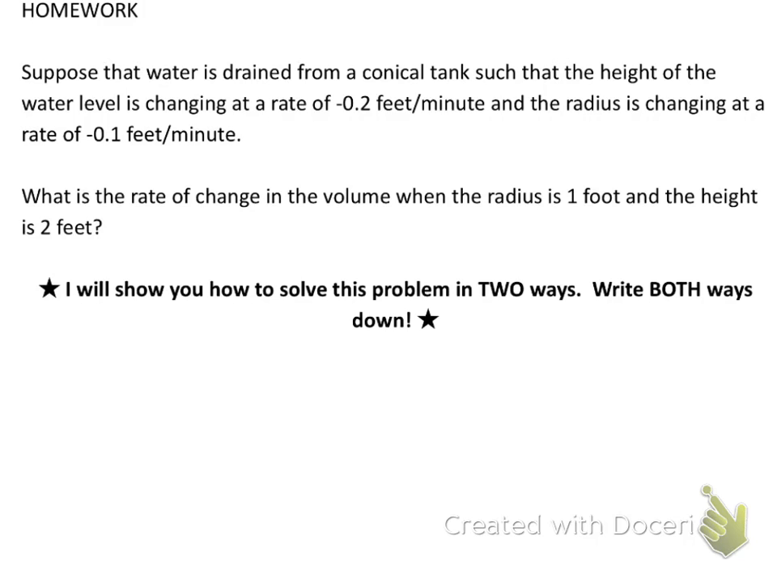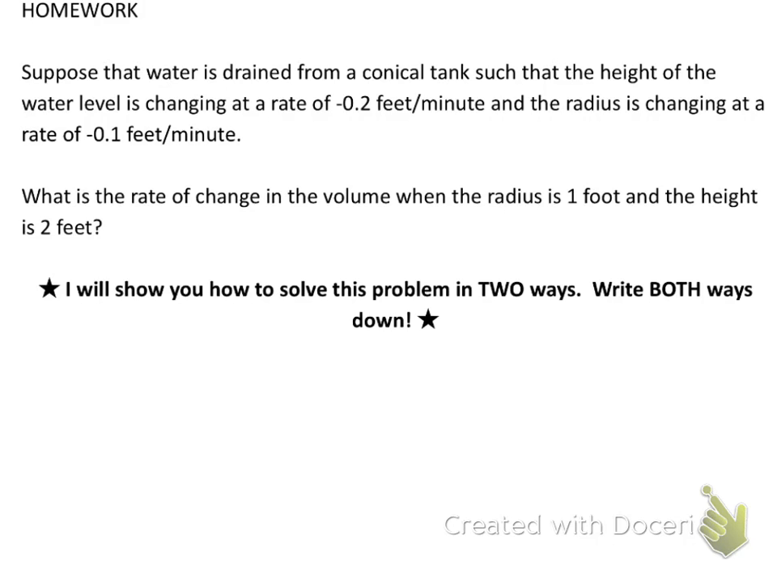Alright, so suppose that water is draining from a conical tank such that the height of the water level is changing at a rate of negative 0.2 feet per minute and the radius is changing at a rate of negative 0.1 feet per minute. What is the rate of change in the volume when the radius is 1 foot and the height is 2 feet?